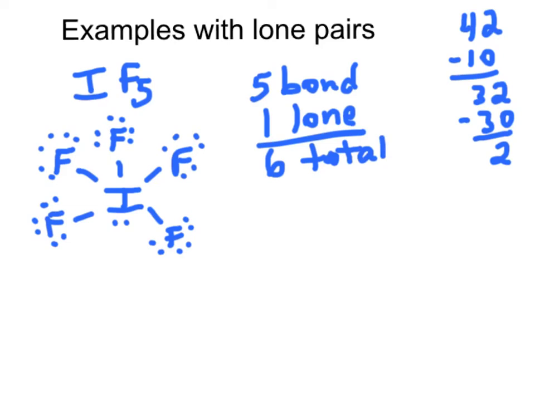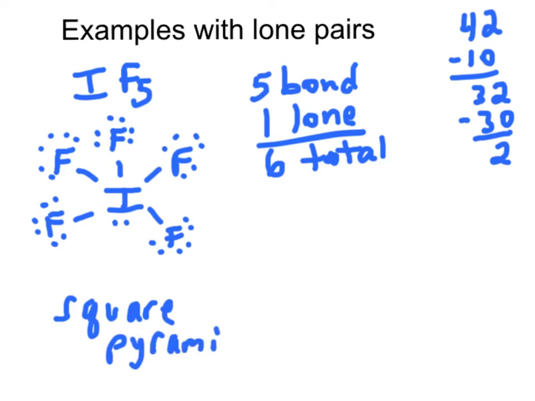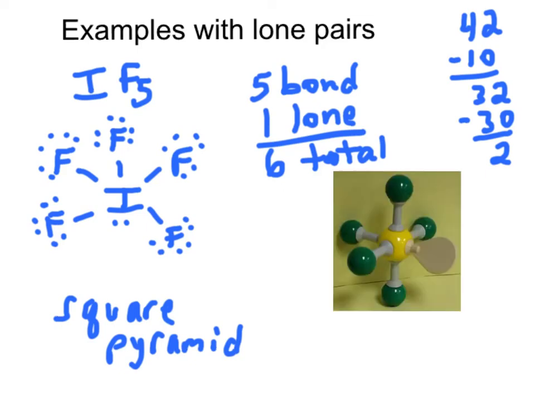The shape for this is known as a square pyramid. It is based off of the octahedral structure, and let me show you what that looks like as a model. Okay, that leaves us with one last example, and our last example also has a noble gas involved. It's xenon tetrafluoride. Okay, xenon tetrafluoride has a formula of XeF4.